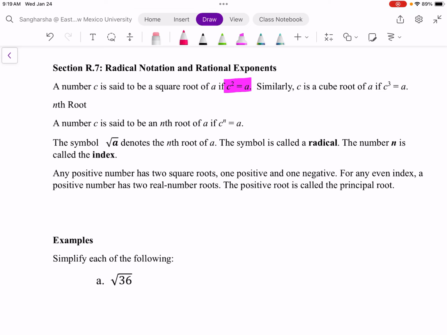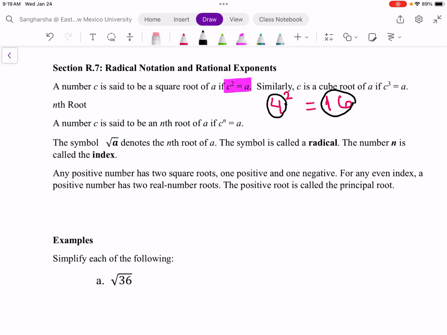For example, let's take the number 4, and the square of 4 is equal to 16. We all know that the square of 4 is 16, right? So if this is the case, then our c is 4, and we call this 4 a square root of this a, 16. 4 is the square root of 16.